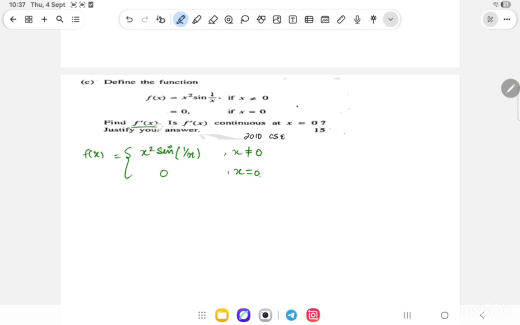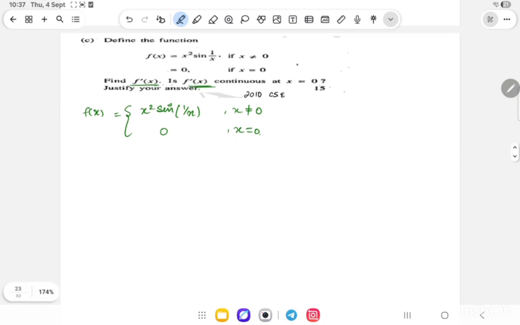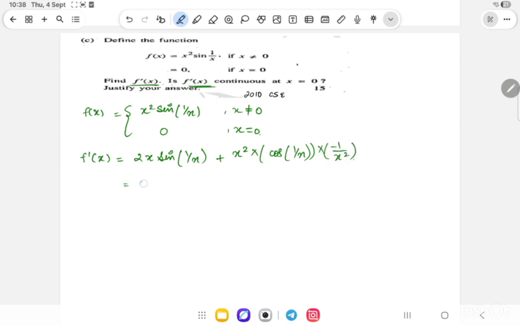We are supposed to find f dash x, and check if f dash x is continuous at x equals 0. So let us see what f dash x would be. f dash x would be 2x into sine 1 by x plus x squared into cos 1 by x into the derivative of 1 by x, that would be minus 1 upon x squared. So this is equal to 2x sine 1 by x minus cos 1 by x. This will be my f dash x when x is not equal to 0.